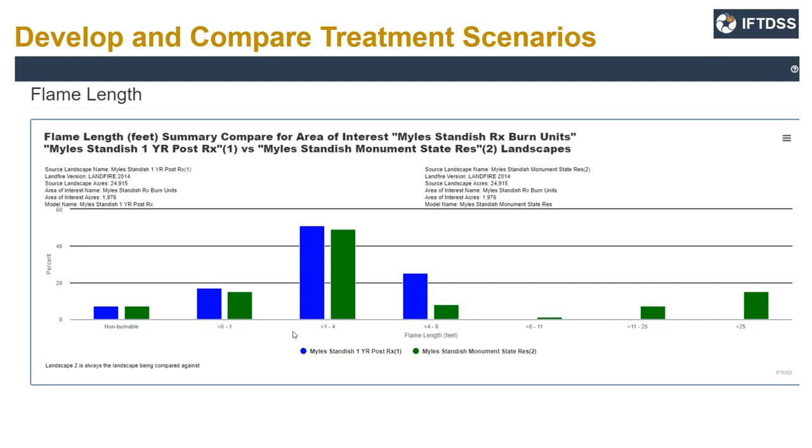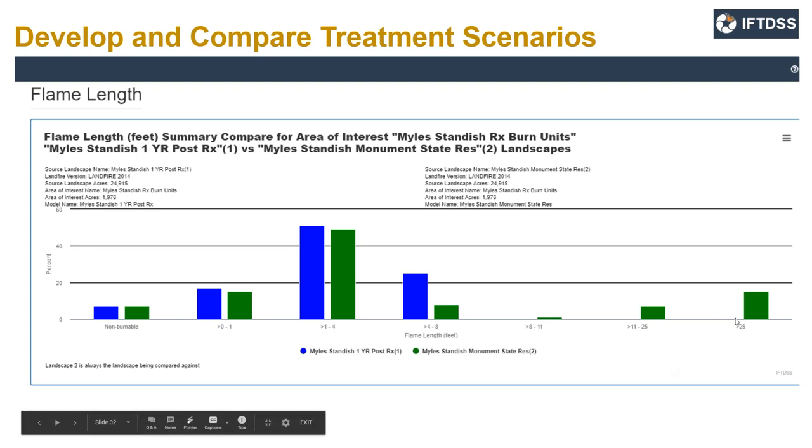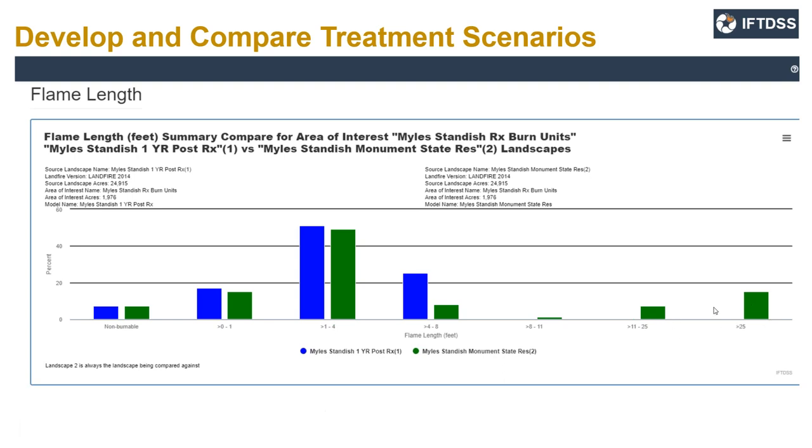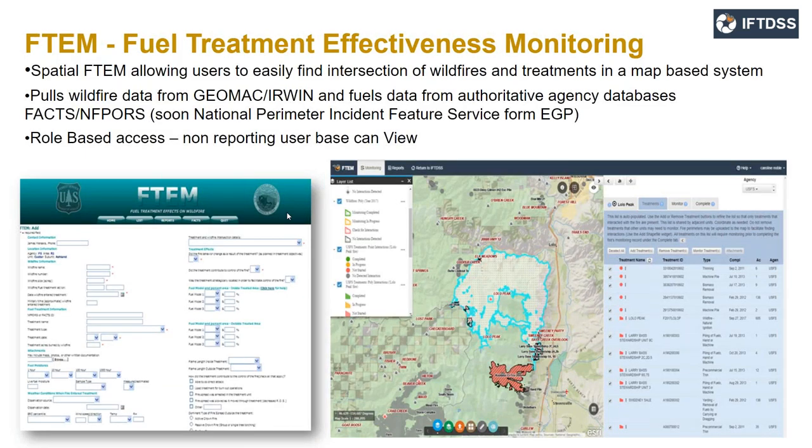So you can see that as a result of the proposed treatment, the model has shifted things that were in the original landscape here in green. The high flame length classes have been shifted into lower flame length classes. So if that's one of your objectives, then you can affirm in a modeling sense that yes, the model says that those landscape changes would result in decreased fire behavior. So that's a quick overview of the develop treatment alternatives.